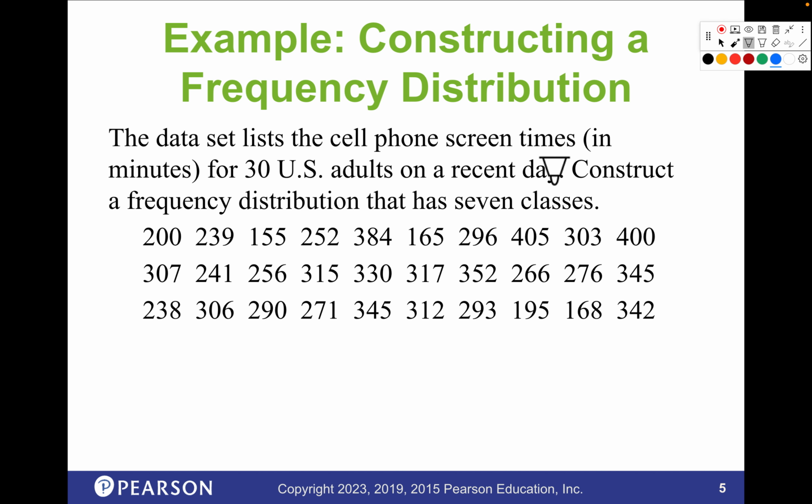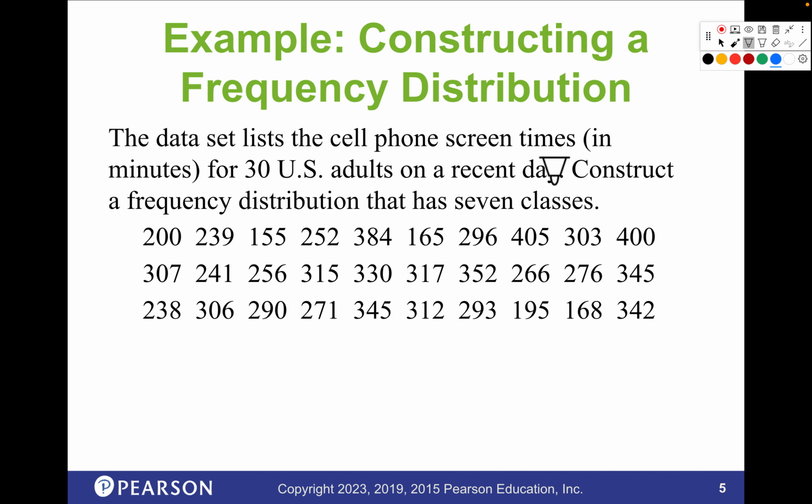If you get more classes, you get more detail, right? But sometimes that could get busy because there's a lot of bars. If you have fewer classes, it's less busy, but then also less detail. So find that sweet spot. How many do we use? In this case, they've asked for 7, so we'll do 7.